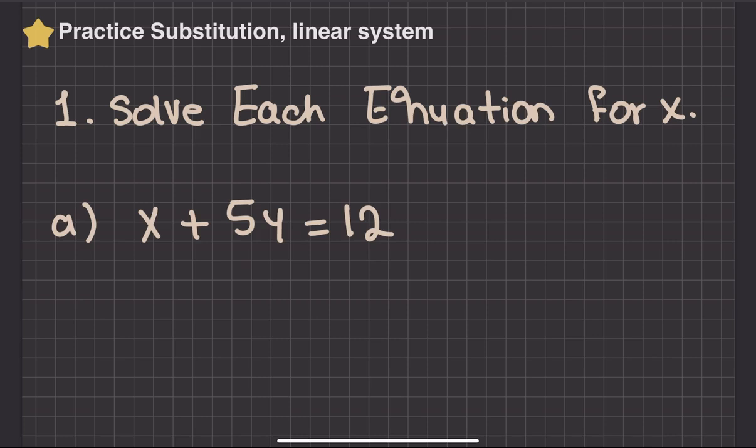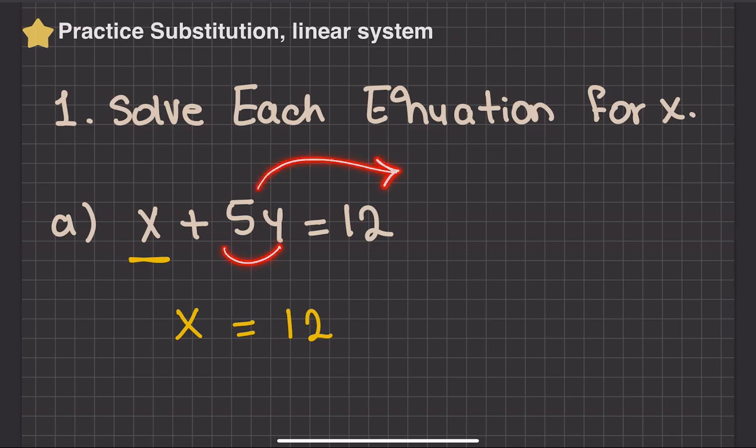A, x plus 5y equals 12. So what we're going to do is simply keep the x on the left side, and I'm going to move 5y to the right side. So positive 5y becomes negative 5y. And this is what we have for x.